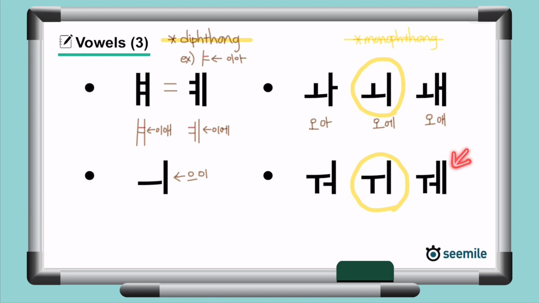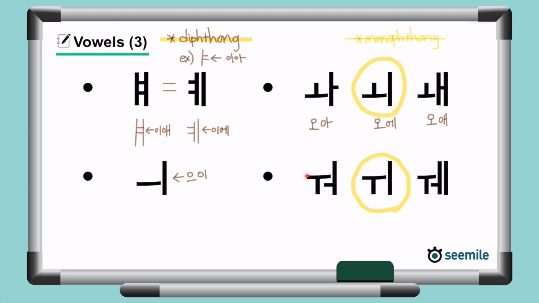Another group here is 워, 위, 왜. Now this time, they all have 우 in common. So start by rounding your lips just as if you're going to say 우, and then open them up as when pronouncing 어, 이, 에. Let's practice one by one. 우어, 워. 위, 위, 왜, 왜.